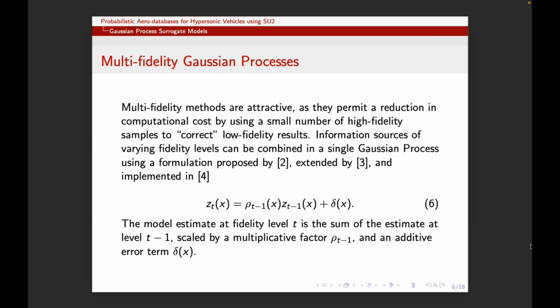There's a very well established framework for combining information of varying fidelity levels in a single Gaussian process. It's what's called an autoregressive formulation. So the prediction z sub t at fidelity level t can be seen as basically an affine function of z sub t minus 1, the lower fidelity Gaussian process, multiplied by a multiplicative correction and then an additive correction. It's not super important to go into the details here, but the idea is that this is the general framework we're using to combine Gaussian processes of different fidelity simulations into a single component by effectively learning what the correction is needed to take the low fidelity data and bring it to the higher fidelity level.